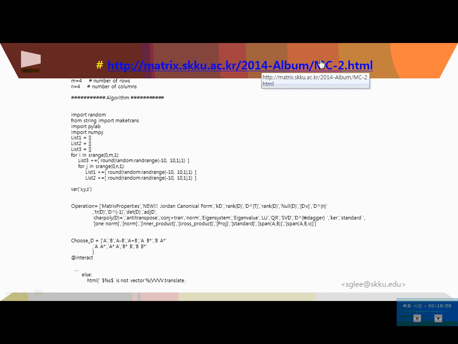Actually, we developed code for doing this type of computation. Okay, sorry. Okay, so I will show it later.